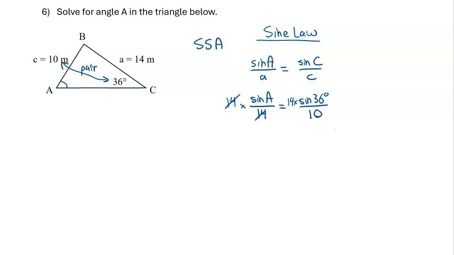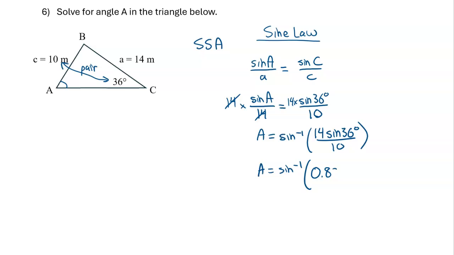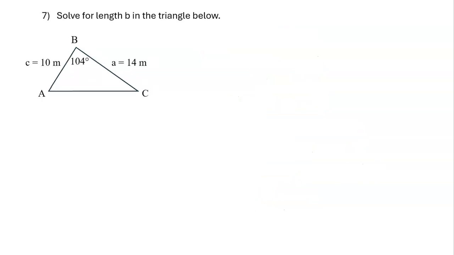So the 14 divided by 14 cancels out, and we're left with sine A is equal to 14 times sine 36 degrees over 10. Remember, because the sine operates on angle A, in order to get it to the other side, we have to do sine inverse. That's going to be shift sine on our calculator. You type in 14 times sine 36 degrees, divided by 10, and get 0.822899 and it goes on from there. Then you take sine inverse of that, and you get an angle of about 55.4 degrees.